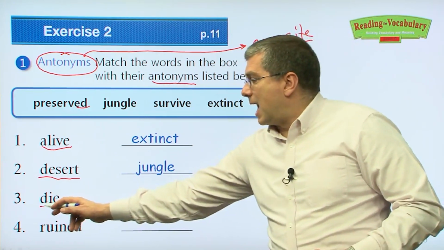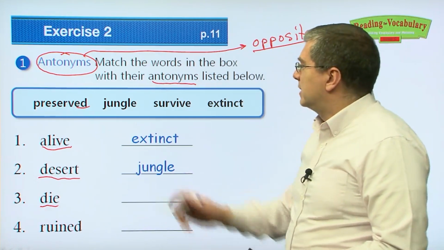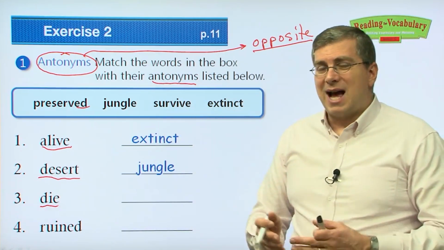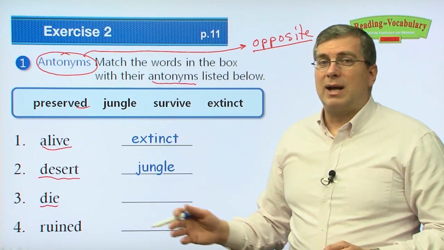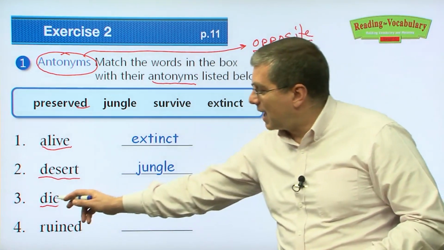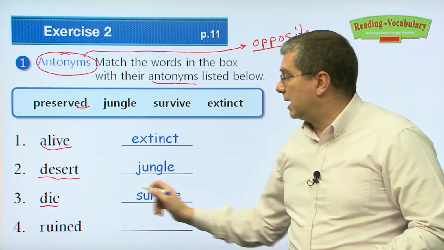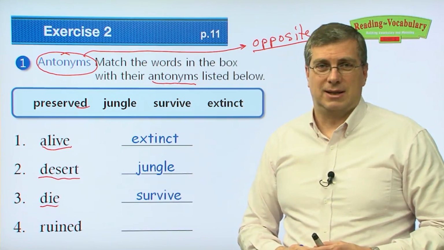Number three, die. So that's a sad word, right? What's the opposite of die? If something dies, it doesn't survive any longer. It's not alive, right? By the way, die and alive are also antonyms, aren't they? Die and survive are also antonyms.